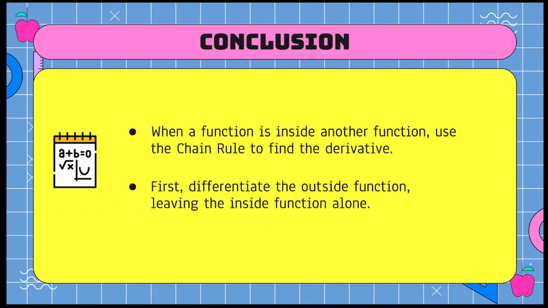So by the end, you have to be able to know the chain rule. And you have to always know that when a function is inside another function, use the chain rule to find the derivative. And the first thing to do is differentiate the outside function, leaving the inside function alone, so you can solve easily and find the derivative easily.